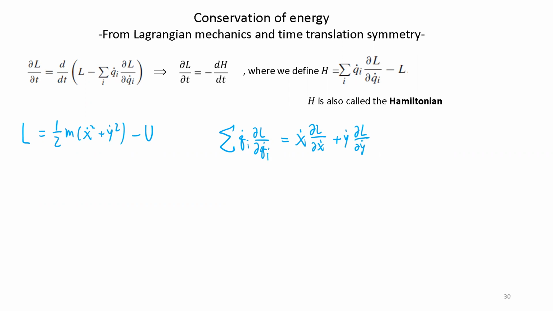And if you go ahead and take the partial L partial x dot by yourself, you'll find that this is just m x dot. And similarly, this is m y dot. So what is this? This is just 2 times 1/2 m (x dot squared plus y dot squared). So you can see this quantity is 2 times the kinetic energy.